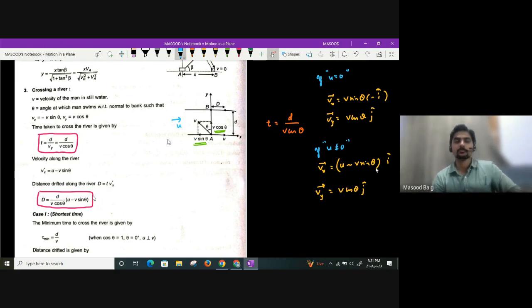Is that clear, all of you? So which component will be helping the man to cross the river? In order to cross the river, it has to attain vertical displacement. So the vertical component will be helping. So the time of crossing will be the thickness of the river divided by v cos theta. Understood?